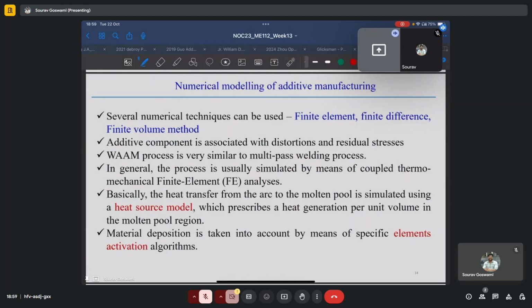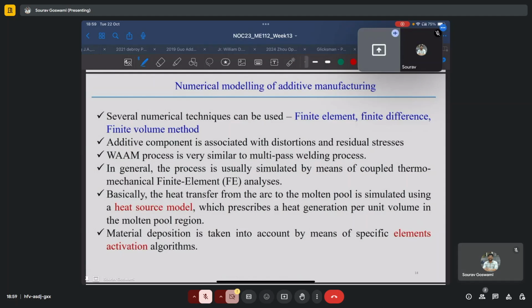Additive components are typically associated with distortions and residual stresses. Also, lessons from the modeling of conventional processes can be built upon, such as the wire arc additive manufacturing process in general has been found to be very similar to multi-pass welding. And so, if there is a pre-existing model of a multi-pass welding process, it can be developed further with suitable modifications to accurately represent the wire arc additive manufacturing process.